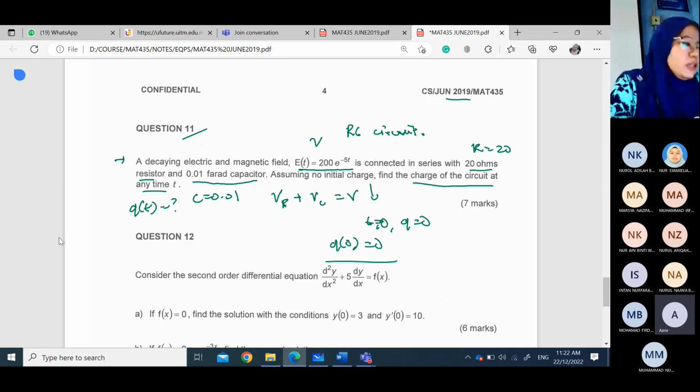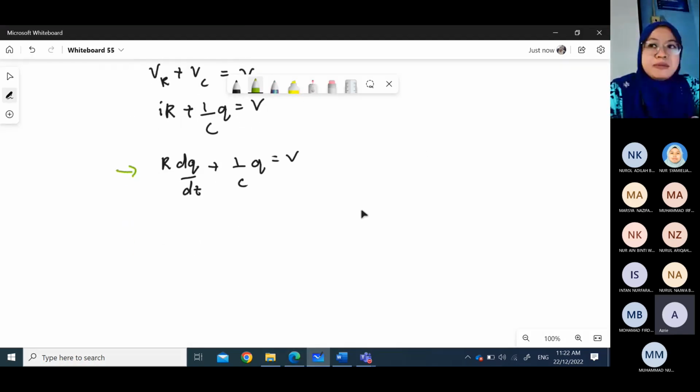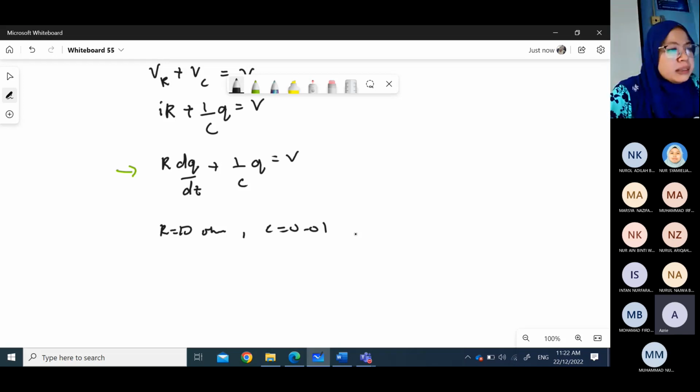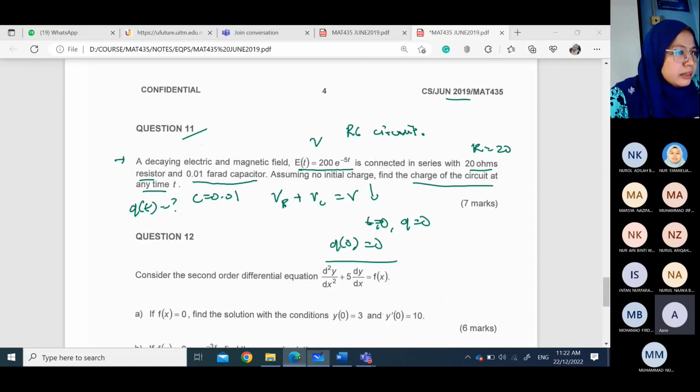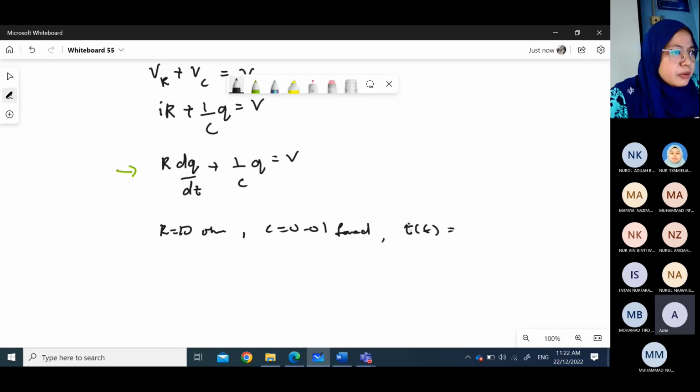Boleh teruskan? Boleh. Okay, so now we need to develop the equation. Based on the statement in question 11, to identify semua, we have R is 10 ohm and C is 0.01 farad, and our energy is 200 exponent negative 5t. Okay, so based on this, we insert all the information in this equation.